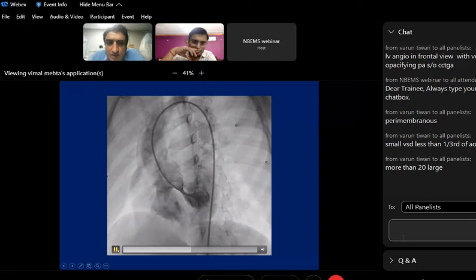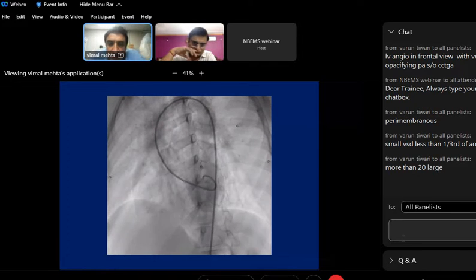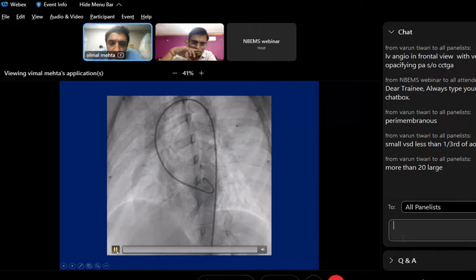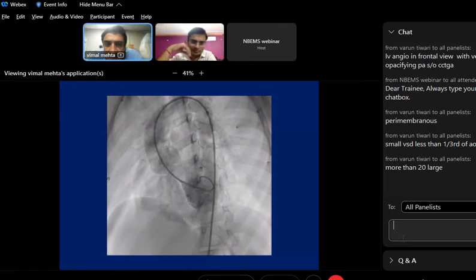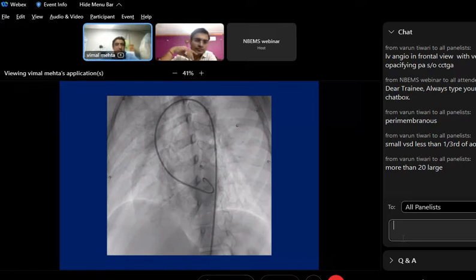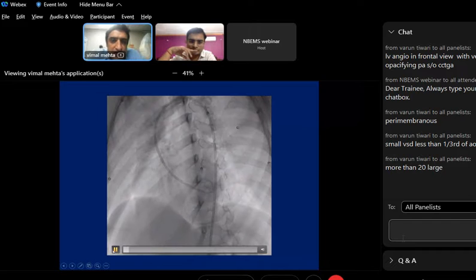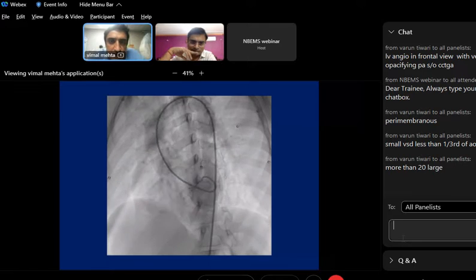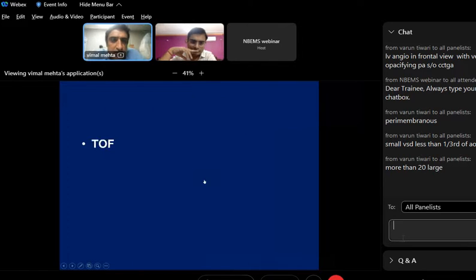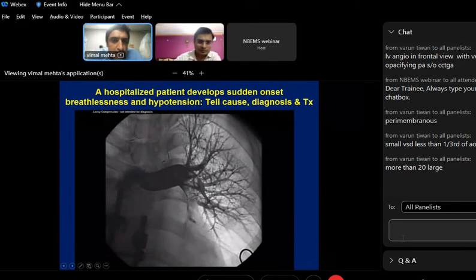Okay, this is a large subaortic VSD, and in the previous views, what is important to note is that with each beat, the left ventricle is completely filling. So this is characteristically a large VSD. All these subaortic VSDs are typically large VSDs, and here both the aorta as well as the pulmonary artery are getting filled. So this is a classical tetralogy of Fallot.